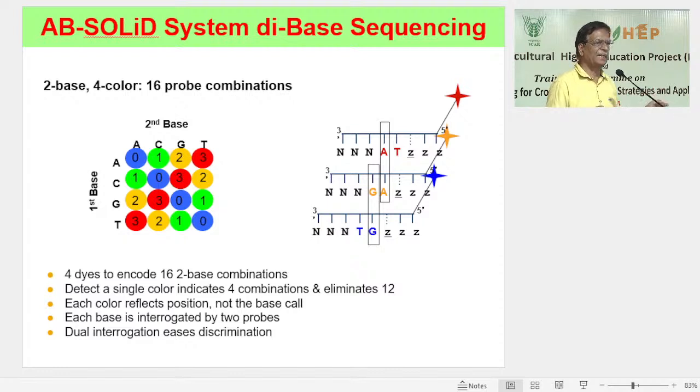So longer read length is very important for what? For assembly of the genome. I gave you the analogy that if the jigsaw piece is bigger, it will be easier to join. So the longer read length means a longer piece of jigsaw. I will come to that again in the third generation sequencing, how that revolutionized the sequencing.